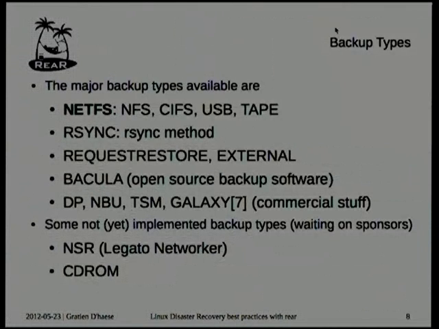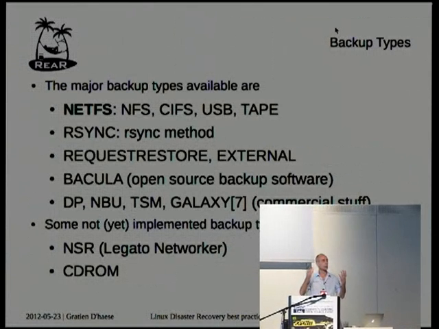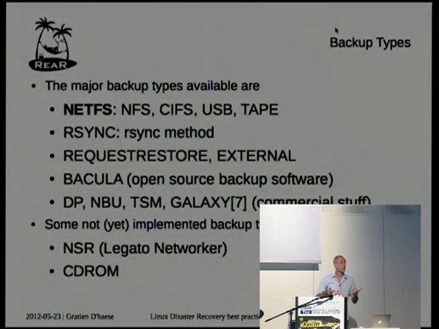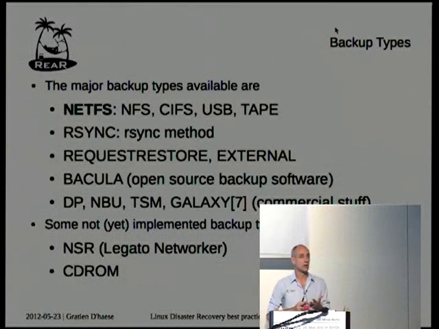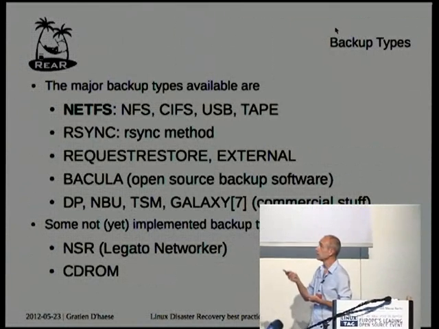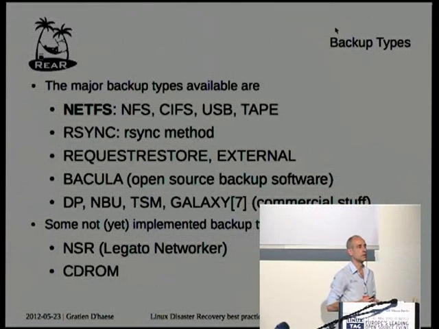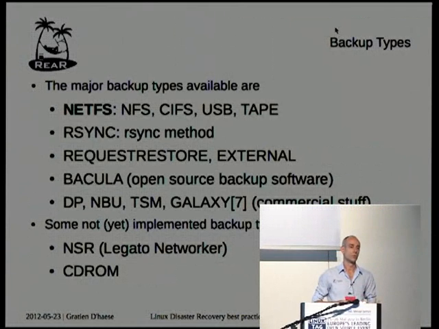The backup types. I will focus today mainly on NETFS, for the simple reason that there are so many backup types. Here are a few of them. NETFS is in fact a collection of different types of backups, like NFS, CIFS, USB, tape. We put those four together and we call them net file systems, so to speak. Of course, then you have the rsync possibility. You can use rsync to copy your operating system data and your user data to a remote location.